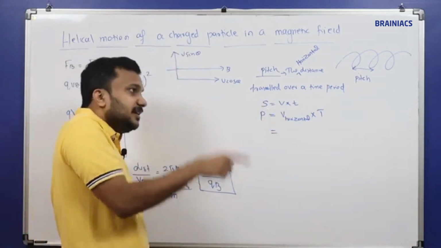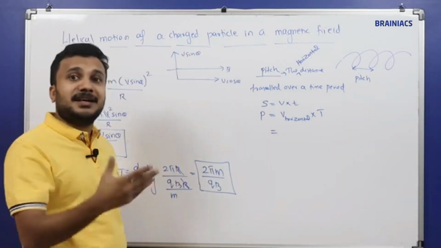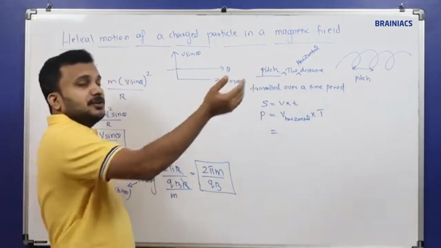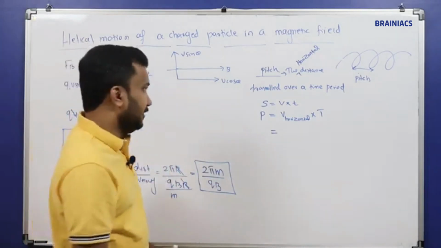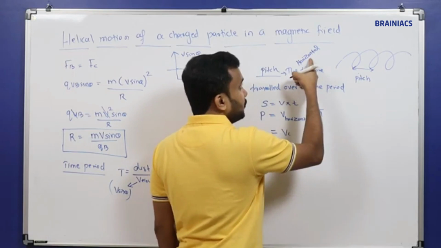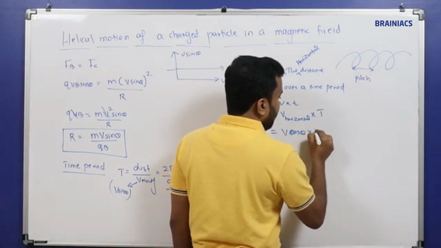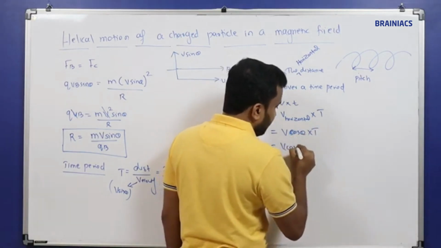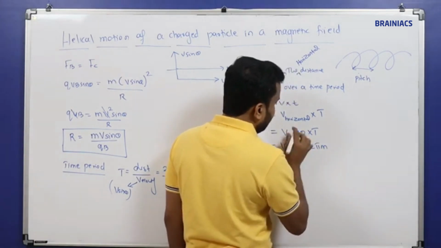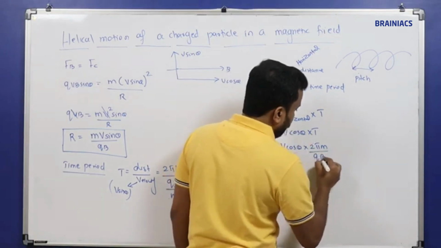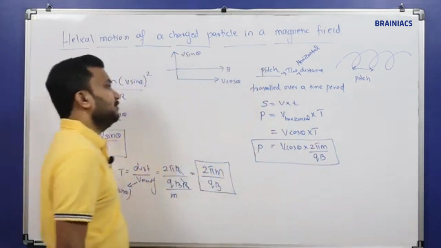Because of v sin theta, you have a circle. Because of v cos theta, you have a velocity in the x direction. So the horizontal motion is because of v cos theta, and the perfect circular motion is due to v sin theta. So the horizontal component, this is the horizontal distance, horizontal velocity. So v cos theta into time period. What is the time period? 2 pi m divided by qb. So this is the expression for pitch.